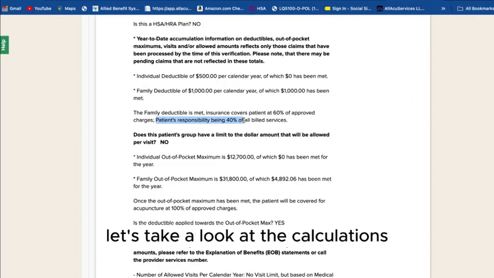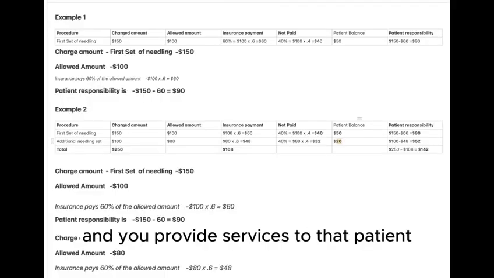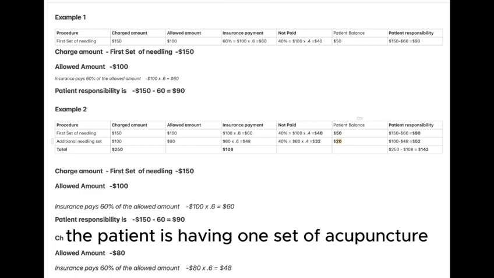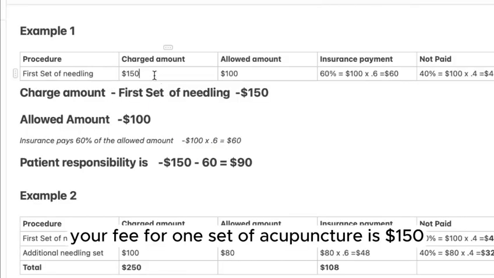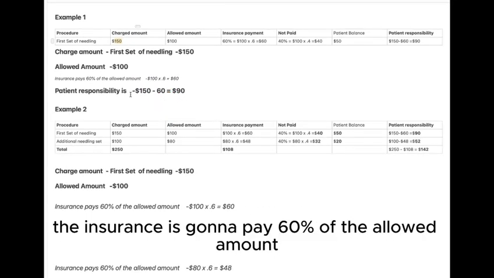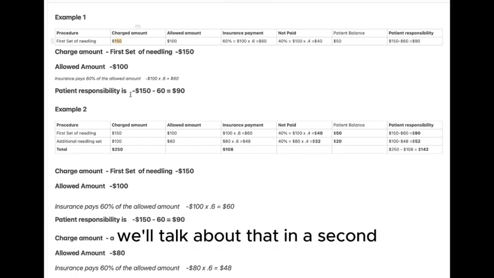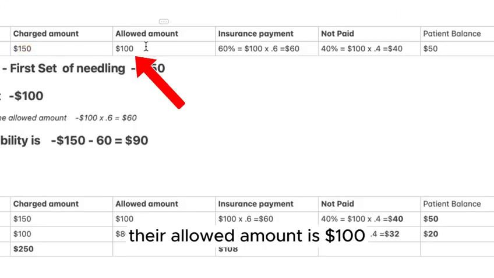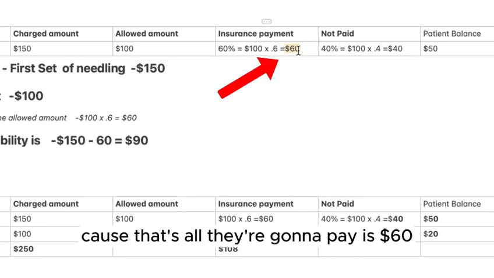Let's take a look at the calculations. You have a patient who walks in the door and you provide services to that patient. The patient is having one set of acupuncture. Your fee for one set of acupuncture is $150. Now, we know that the insurance is going to pay 60% of the allowed amount. We don't know what the allowed amount is, but the insurance does. We'll talk about that in a second. Their allowed amount is $100. So 60% of $100, because that's all they're going to pay, is $60.